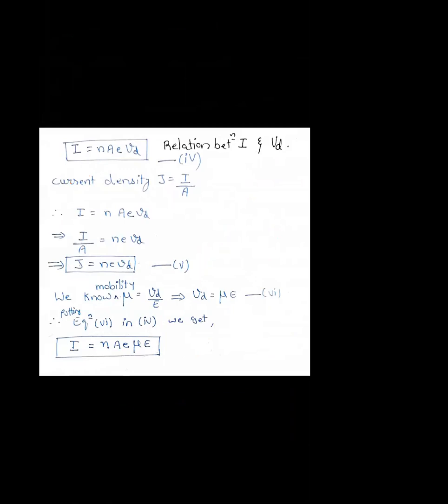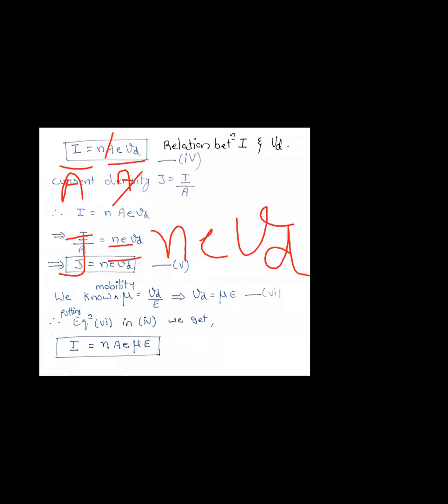We'll divide the equation by A on both the sides. Here A will get cancelled. So what is left? What is left is NeVd because A got cancelled. Let me show it again. This is the equation. We will divide it by A on both the sides. On dividing by A, we will get I by A is J, and here A will get cancelled, and we are left with NeVd. So this equation gives the relation between drift velocity and current density J.